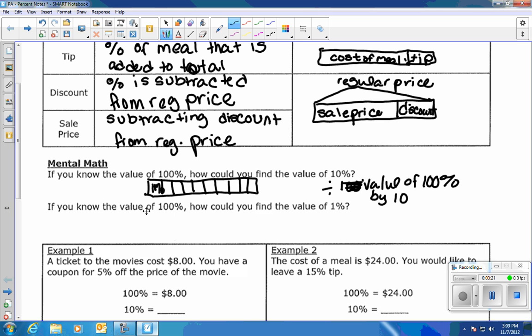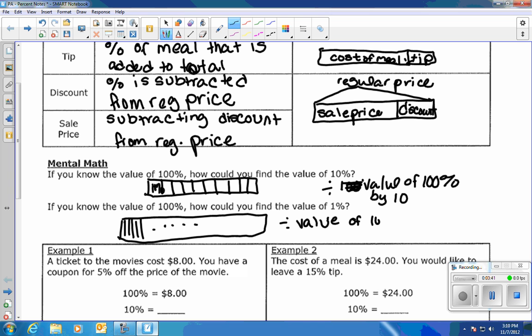So if we know the value of 100%, how could we find the value of 1%? If you think about that one, this is going to be 1, 2, 3, 4, 5, so on, so on, so on until we have 100. So there's going to be 100 little pieces. So we can divide the value of 100%, whatever it is, by 100 to figure out what just 1% is.